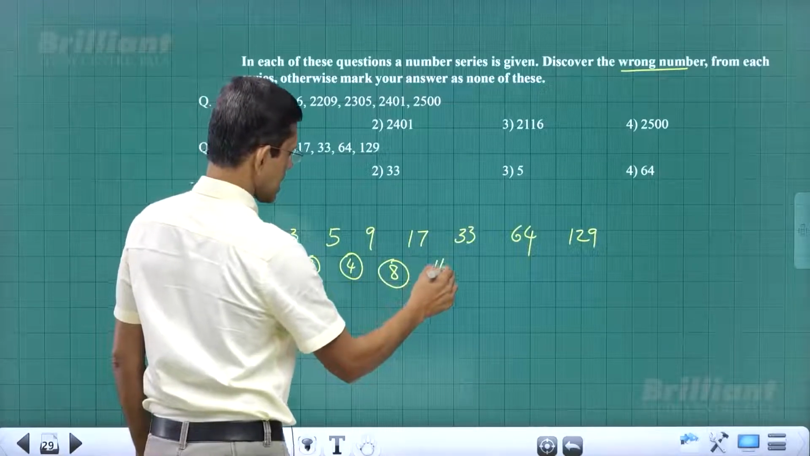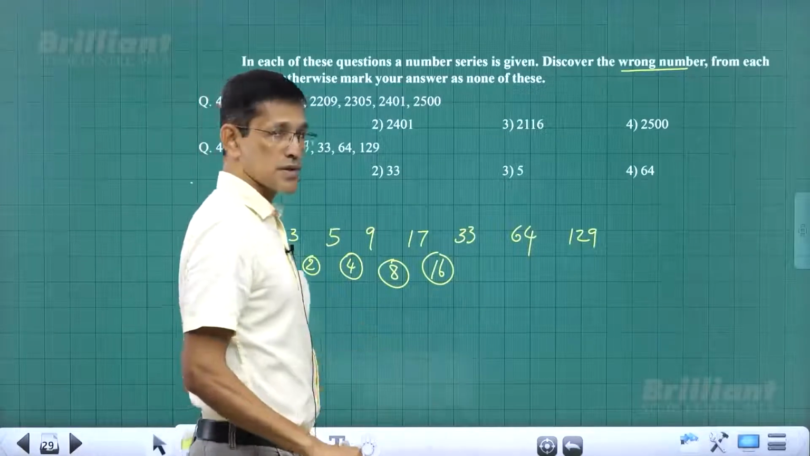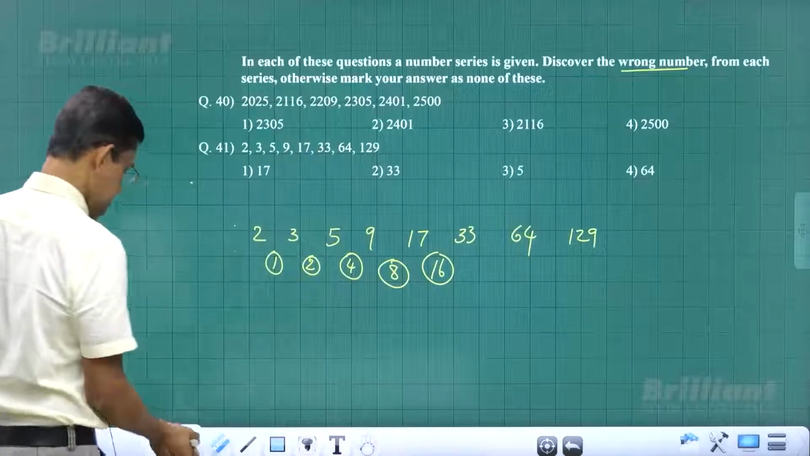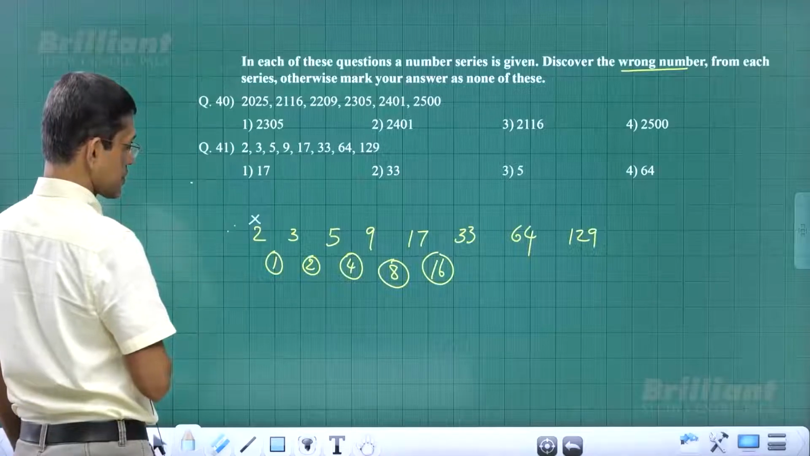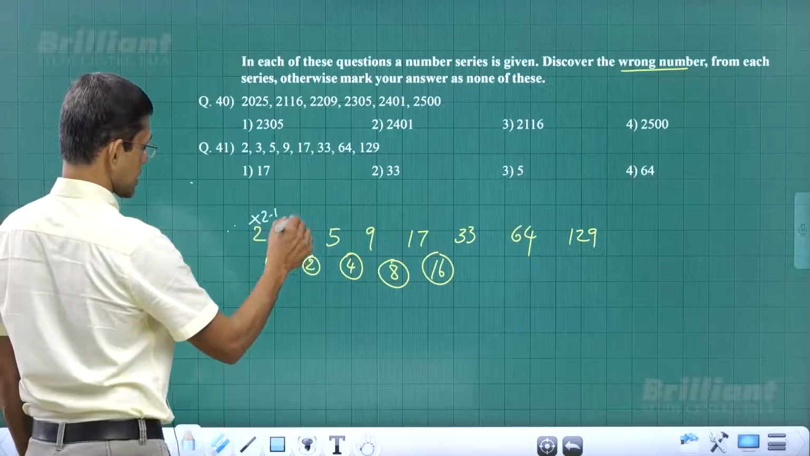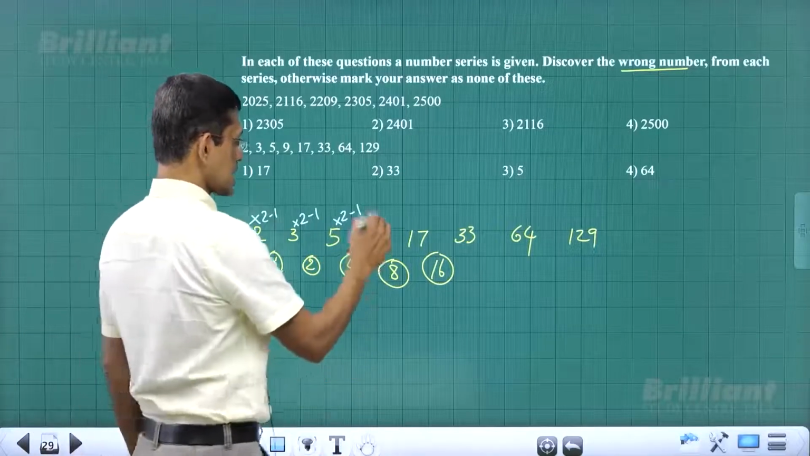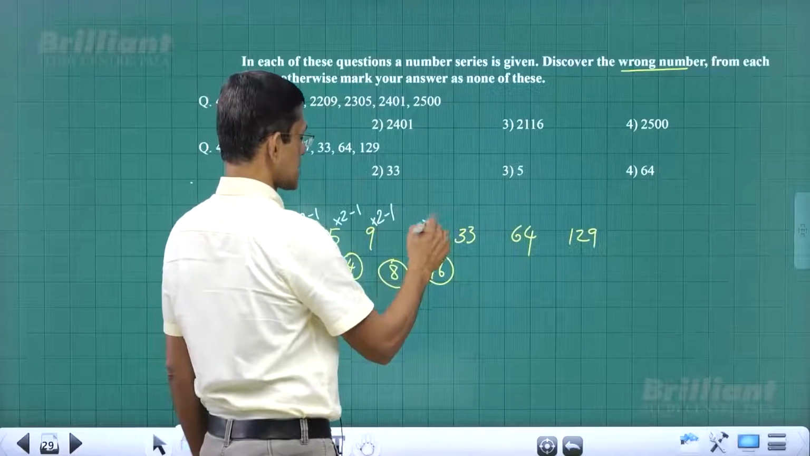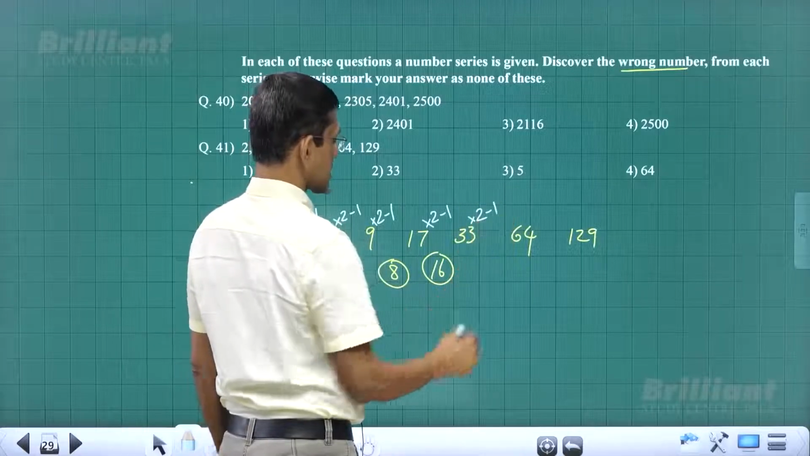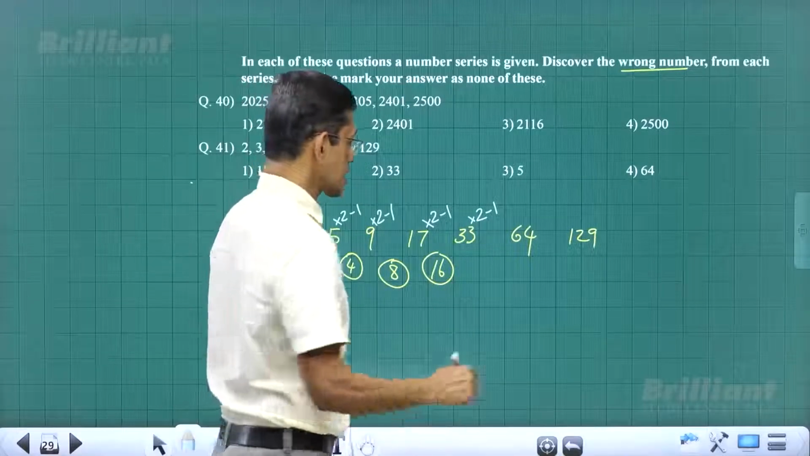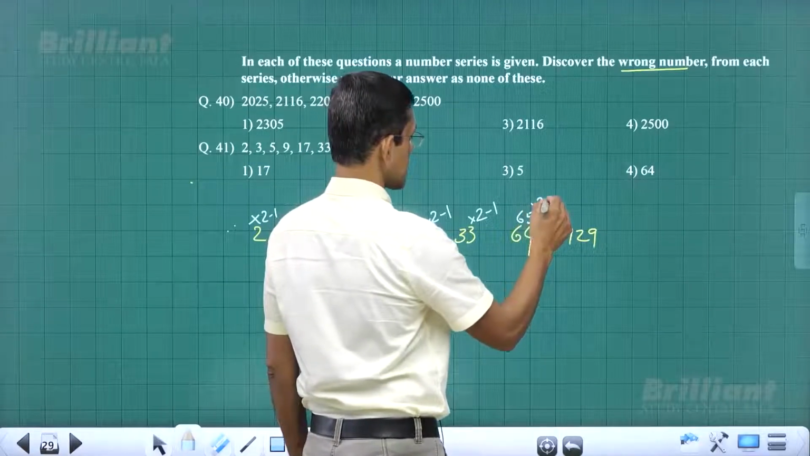So 17 and 33, the difference is 16. And 33 and 64, what is the difference? Check it out. Or there is another way of looking at it. 2 into 2 minus 1 is 3. 3 into 2, 6 minus 1 is 5. 5 into 2, 10 minus 1 is 9. 9 into 2, 18 minus 1 is 17. 17 into 2, 34 minus 1 is 33. 33 into 2, 66, minus 1, 65. So the correct number here must be 65. 65 into 2, 130 minus 1 is 129.